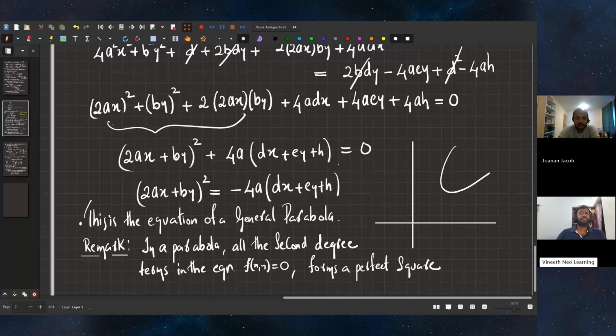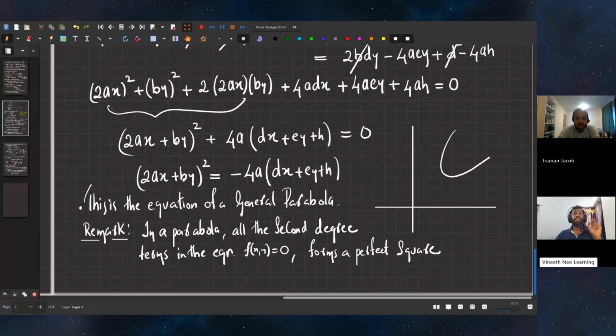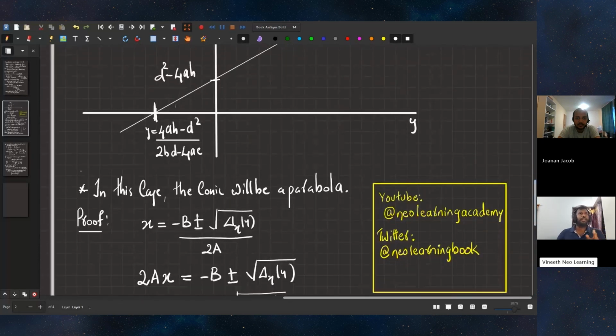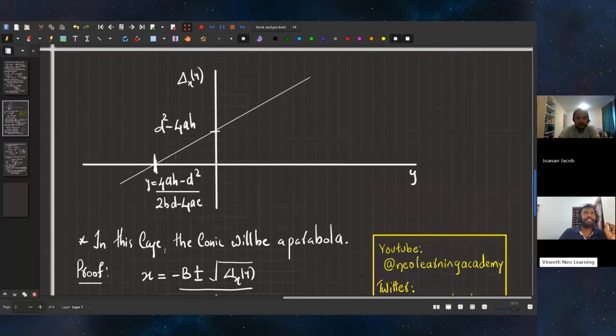Anyway, let's continue with case 2. But before that, let's look at this sentence in detail. I have written here that in this case the conic will be a parabola. The question is, where is the parabola formed? It's in the XY plane.